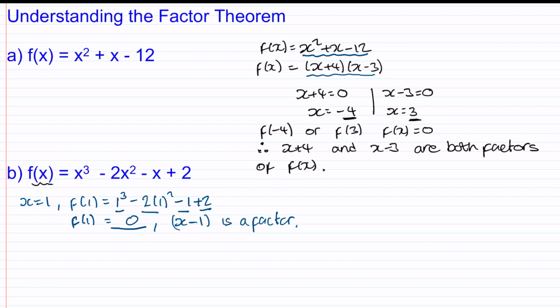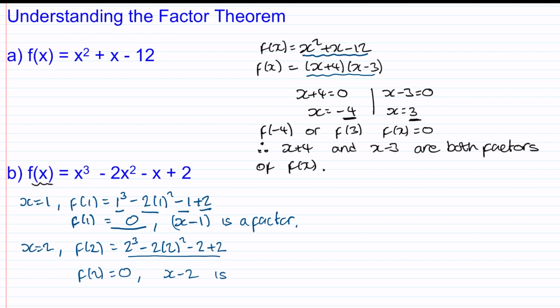We can use the same idea when x is equal to 2. And this is written as f of 2. So we'll have 2 cubed minus 2 lots of 2 squared minus 2 plus 2. We can work this out and we get 0. So because f of 2 is equal to 0, we know that x minus 2 is another factor. And because it's a cubic, we know it will have 3 factors.